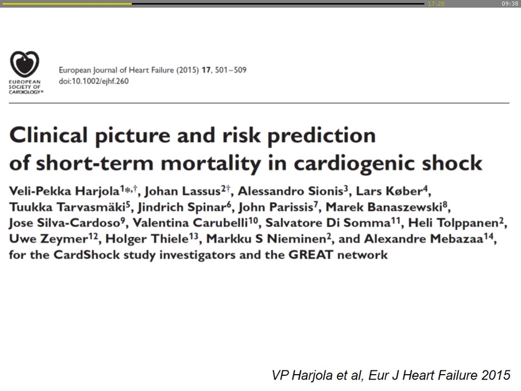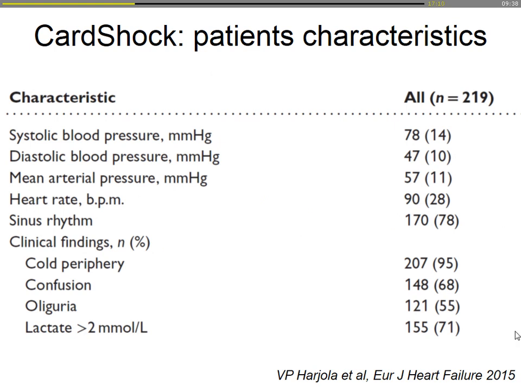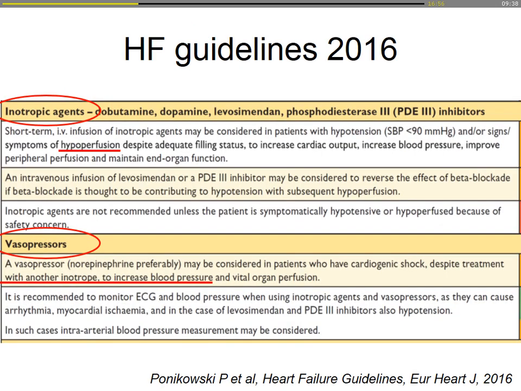This is CardShock. This is a survey we did in 9 countries in Europe, in ICUs, only collecting patients with cardiogenic shock. As you can see here, they are truly cardiogenic shock: low systolic and diastolic blood pressure, heart rate. You see that cold periphery was present in 95%, and lactate was high in 70% of the patients. What should we do to treat those patients?